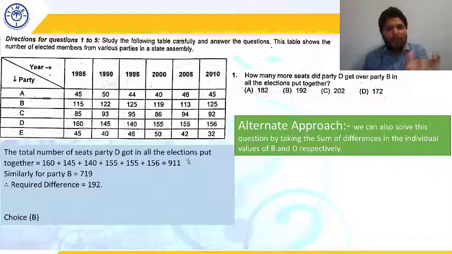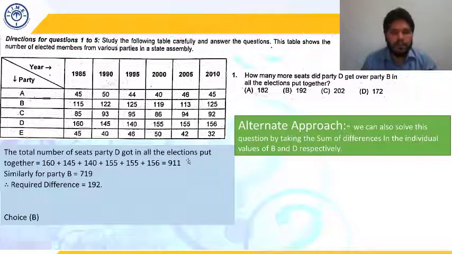Rather than summing up all of B, all of D and taking the difference, we can individually take the difference between them for all the years and then just add them. Okay, I hope it is clear to everyone. Let's move on to the next question.